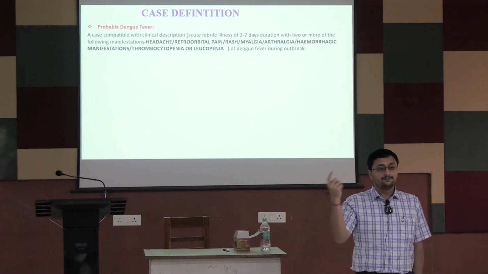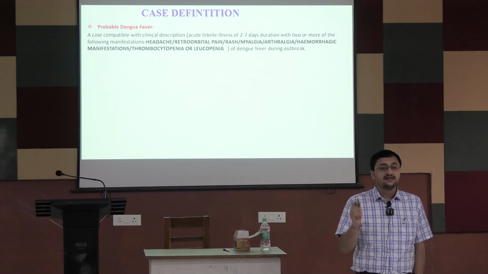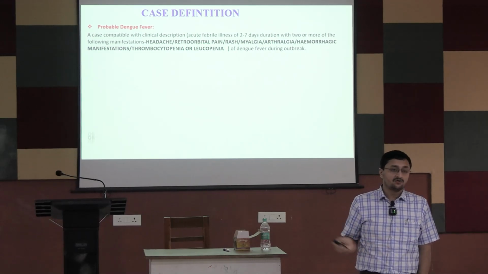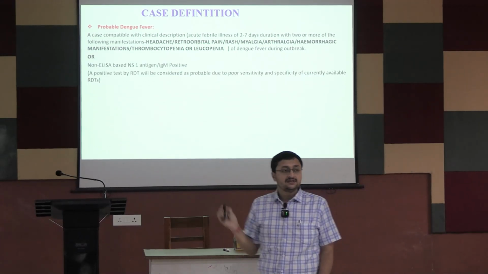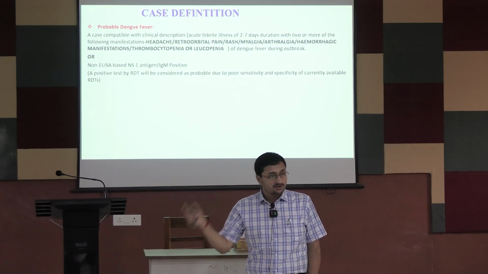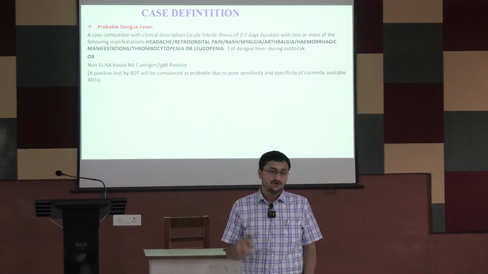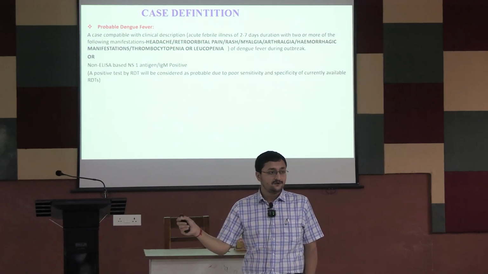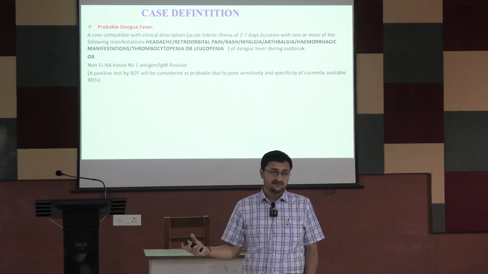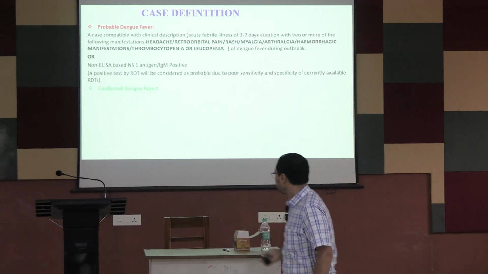That means the blood sample is positive for NS1 or IgM, but by a non-ELISA based rapid diagnostic kit method. But what is a confirmed case of dengue? Along with these symptoms, if the sample is positive for IgM or NS1 antibody in an ELISA based method, or RT-PCR positive for dengue, or the viral culture isolates the dengue virus. So this is the case definition. One is probable dengue and another one is confirmed dengue fever.